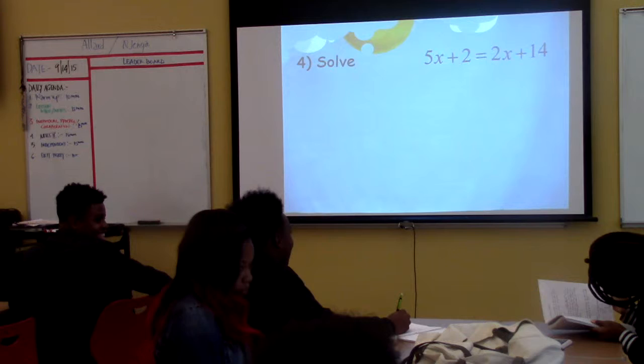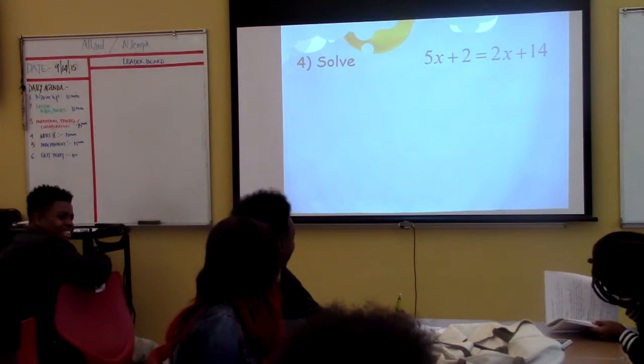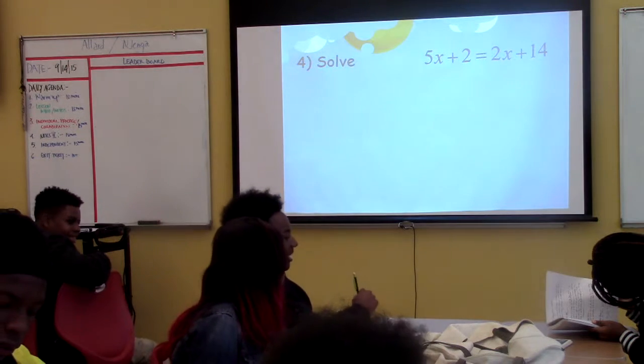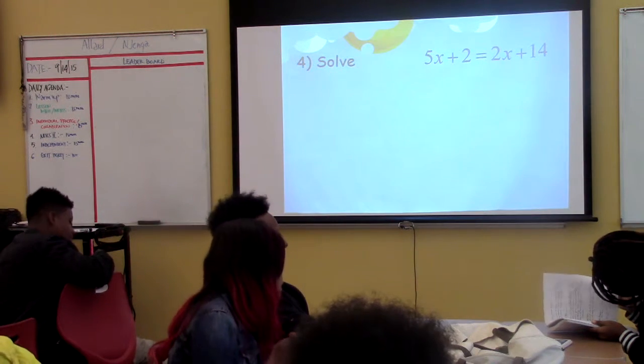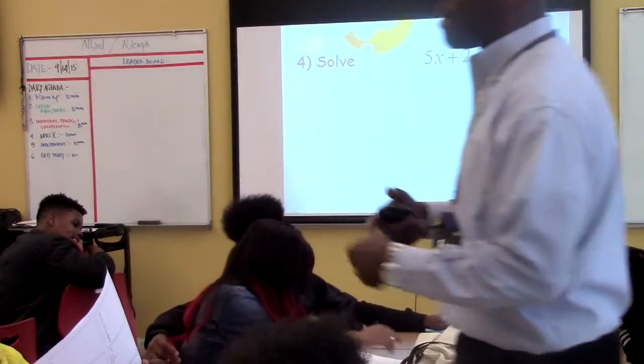Alright, so we have to make sure that we get them all on one side. All the x's on one side, all the numbers on one side. How do we do that? Right, so how do you do that? What methods do you use to get that there?